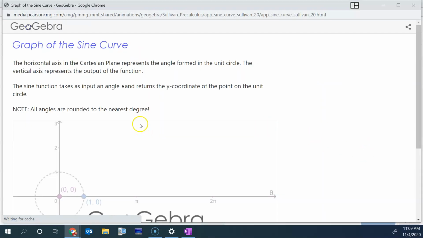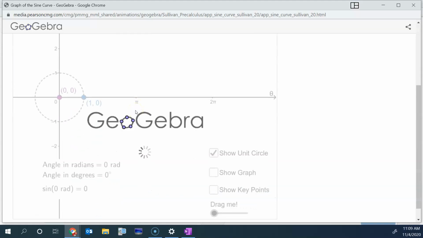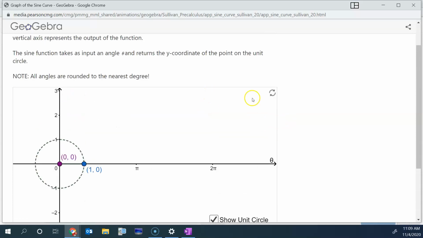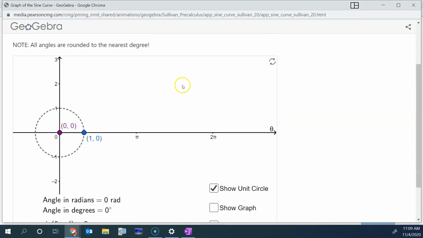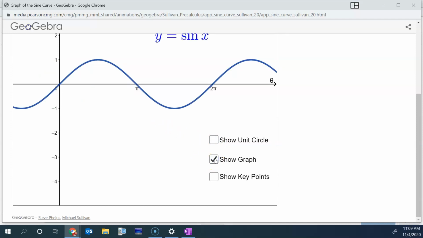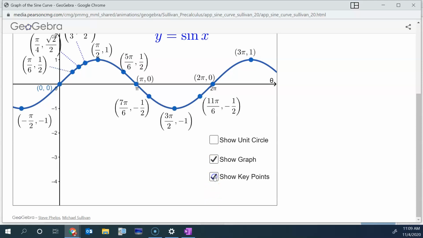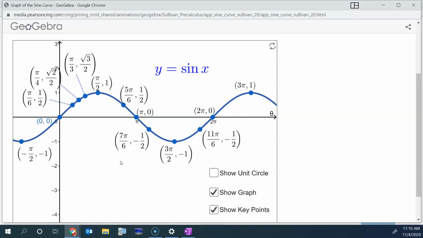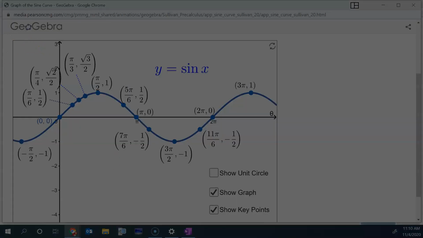Okay, so we open this guy up. If I hit that little reset button, I'm going to click off show the unit circle. I'm going to click show the graph, show key points. Okay, now based on that, what is the range of sine?